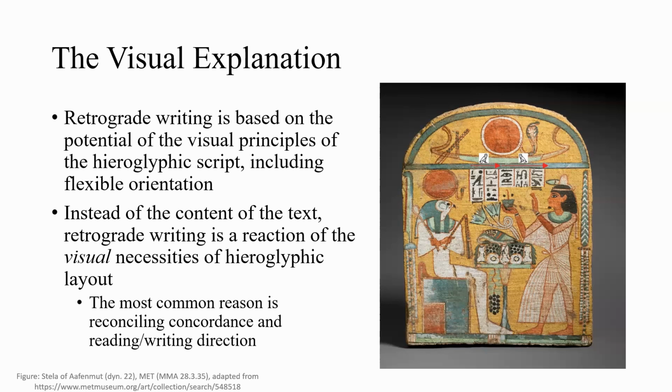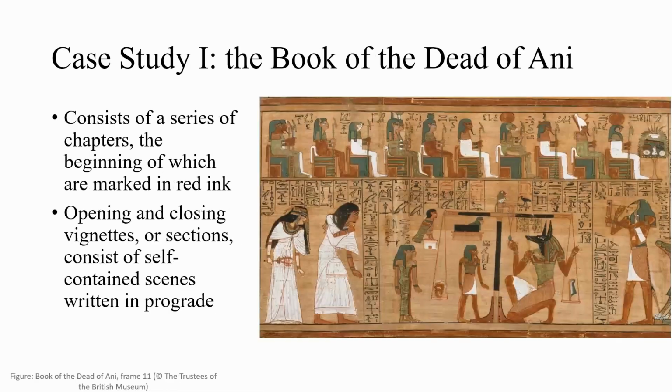So keep in mind that I think most usually retrograde writing reconciles concordance with the optimal reading or writing direction. Now, my first case study is the very famous Book of the Dead, and I am here using the Book of the Dead of Ani from the British Museum, which is probably one of the longest examples of the Book of the Dead. So the Book of the Dead itself is laid out in a scroll, unrolled from left to right. And at the beginning and the end are certain vignettes enclosed.